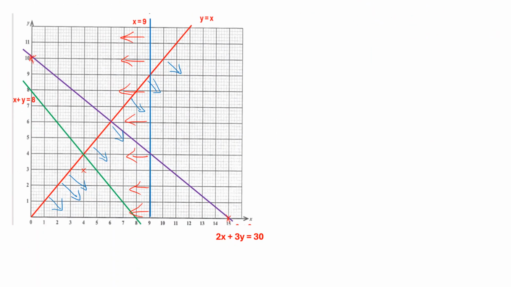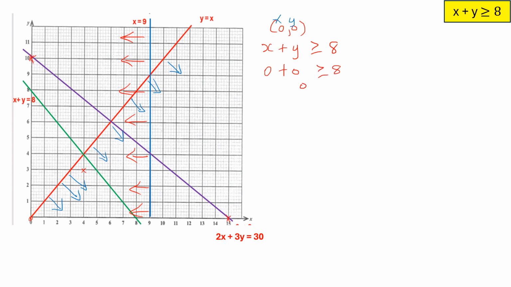Okay, so we're going to now look at x plus y is more than or equals to 8. So we have to get a coordinate to test this inequality. So we're going to use the origin 0, 0 and substitute. Remember this is x, that's y. So we get 0 plus 0 is more than or equals to 8. So 0 is more than or equals to 8. So that's false.